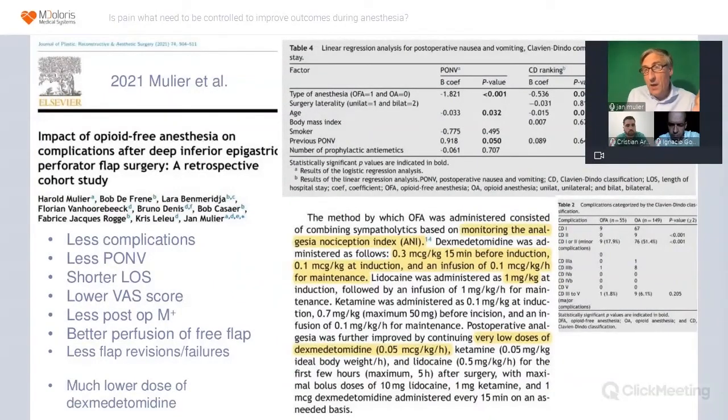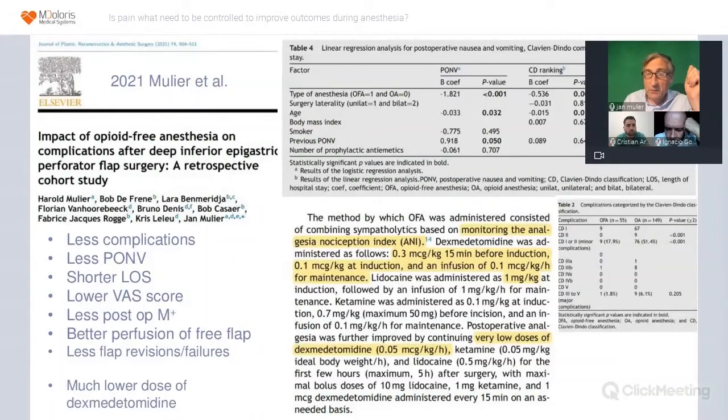Very recently, we published another study on deep flap. Deep flap procedures are procedures of 6 to 8 hours long, one side or bilateral. Free flap surgery is very critical, and a large group of them were done with opioid-free anesthesia, using also a nociception monitor. As you can see here, I just have taken a copy out of the publication, we administered as follows.